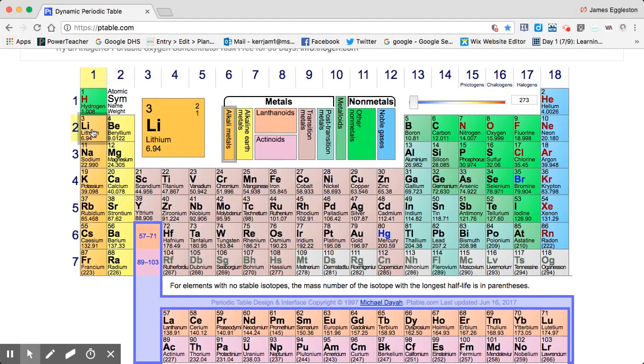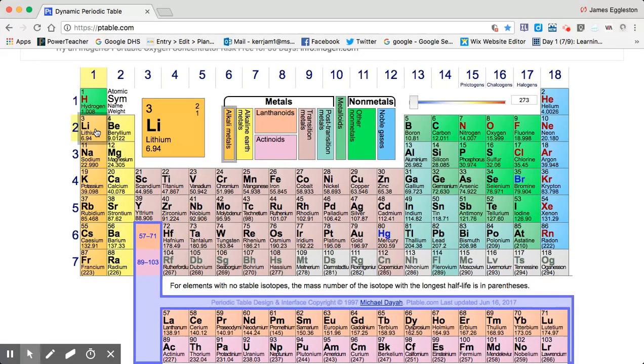Our next element in the next row is lithium. I've highlighted lithium here. You can see it has an atomic number of 3, and it's interesting. To the right, you see the numbers 2 and 1. Now, what does that refer to? That refers to the electron configuration of lithium. Since lithium has 3 protons, it attracts 3 electrons. And the orientation of those electrons would be 2 electrons in the first shell and 1 electron in the second shell.